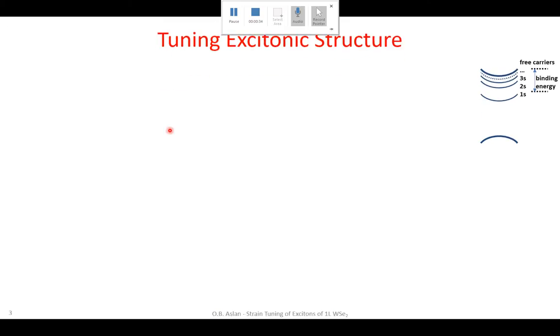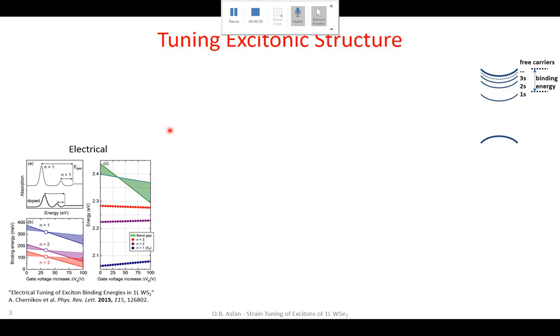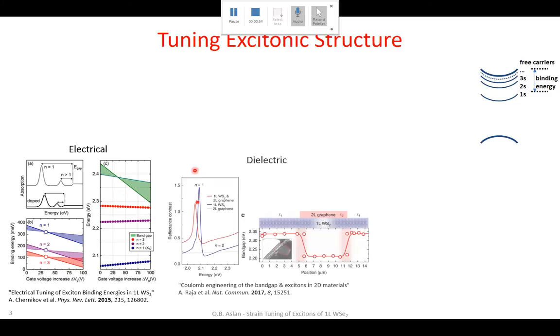People have used various methods to tune the excitonic structure of transition metal dichalcogenides. They have used electrical gating, changing the doping level in the material, and the binding energy as well as the oscillator strength of the excitons have been modified. The other way is dielectric screening. The excitons are sensitive to the nearby environment, so people have used nearby graphene layers to tune the excitons in monolayer tungsten disulfide.